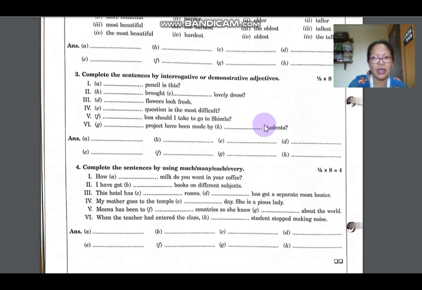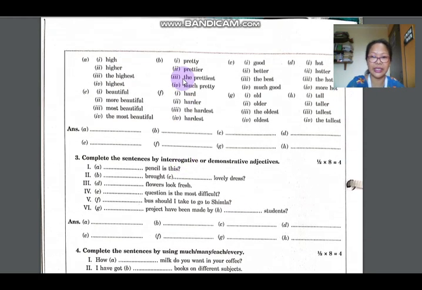Okay, then complete the sentences with an interrogative or demonstrative adjective. Interrogative, children, is when we ask questions, right? Interrogative adjectives are adjectives which we use with a noun when we ask a question or we interrogate, correct? And demonstrative adjectives point out a certain person or thing. It points out a certain person or thing.